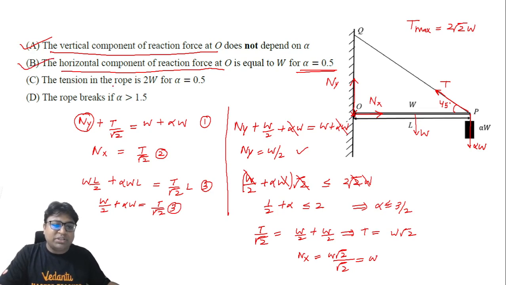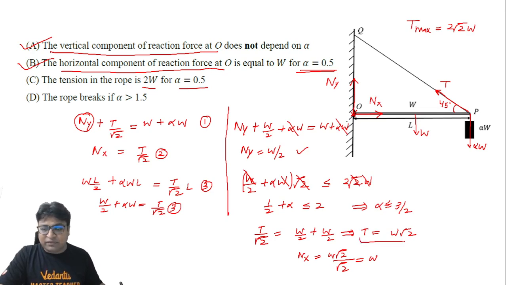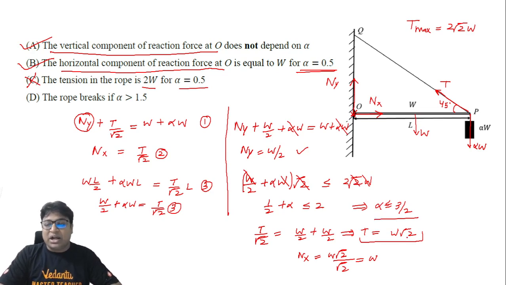Now, tension in the rope is 2W for alpha equal to 0.5. If alpha is equal to 0.5, we already figured out the value of tension in that case, and it comes out to be W root 2. So obviously option C is incorrect. Then, the rope breaks if alpha becomes more than 1.5. Again, we have already figured that out, that alpha must remain less than or equal to 3 by 2. Otherwise, tension will try to become more than the allowed value, and hence the rope will break. So option D must also be correct.